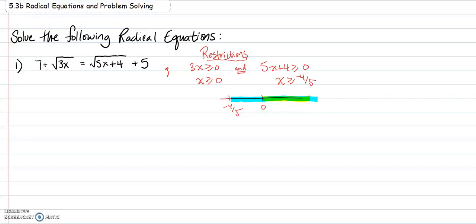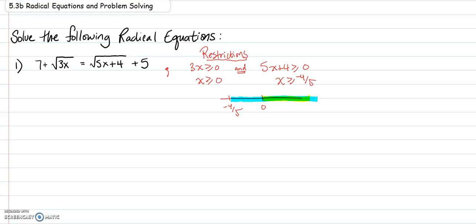During this lesson, we're going to continue looking at radical equations. Remember, when you're solving radical equations, the first thing you need to look at are the restrictions under the radical. Then you solve the equation by isolating the radical, and then last you check your answers for extraneous roots. So we're going to start off by checking our restrictions.